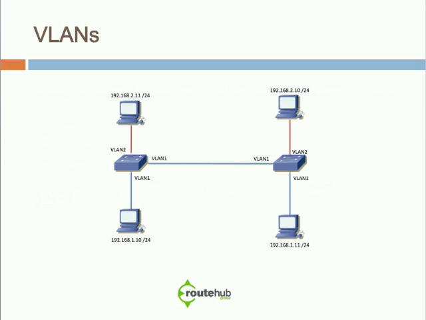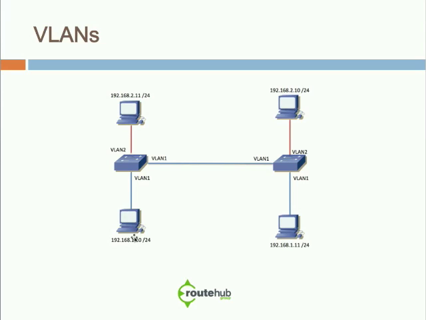Here's a diagram that reflects what VLANs would look like in a typical design. Starting out, we have two computers. One computer is 192.168.1.10, and another one is dot 11. You can see that they're in the same subnet, which is 192.168.1.0. Dot 10 is the node address here. Dot 11 is the node address here.